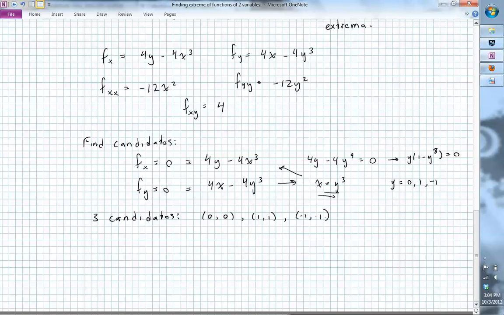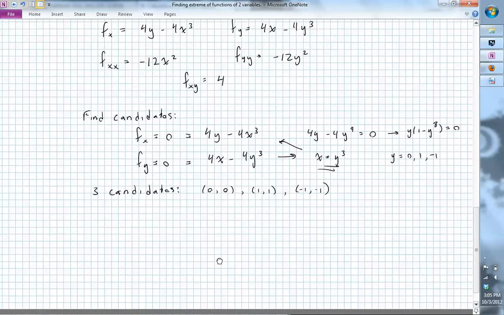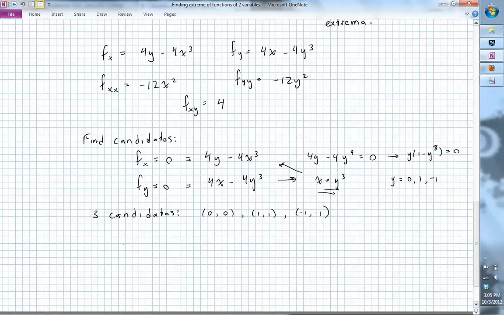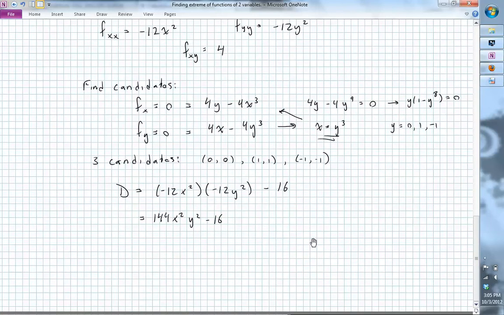We're going to do the second derivative test. We're going to compute D. So let me write out D in all of its glory first. So D is fxx times fyy minus fxy squared. And let me clean that up a little bit. That's 144x squared y squared minus 16. And we want to run the test on these 3 points.